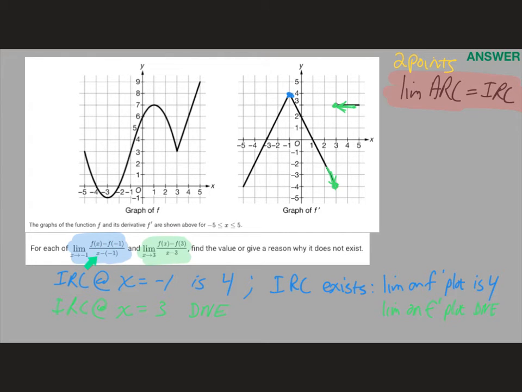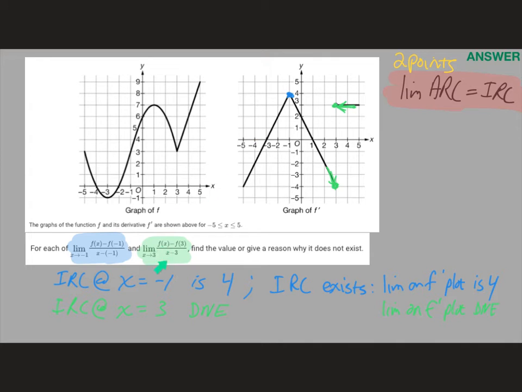So the blue question says, as you approach -1, what is the instantaneous rate of change? Well, it's hard to estimate from this graph, so you go over to the instantaneous rate of change graph, look at -1 and see a value of 4. The instantaneous rate of change exists because the limit on the f prime plot is 4. It's the same whether you approach from the left or from the right.